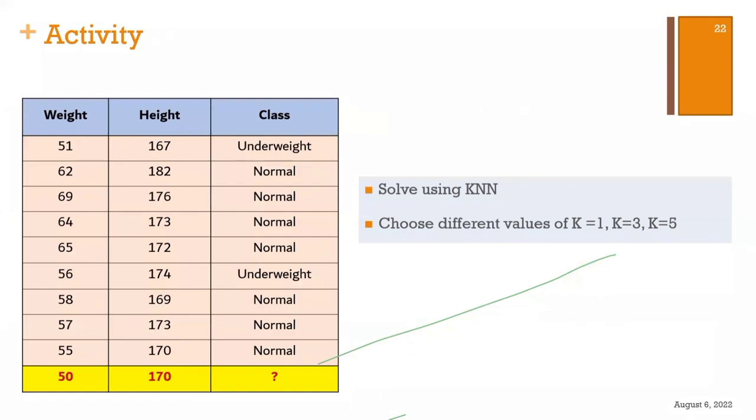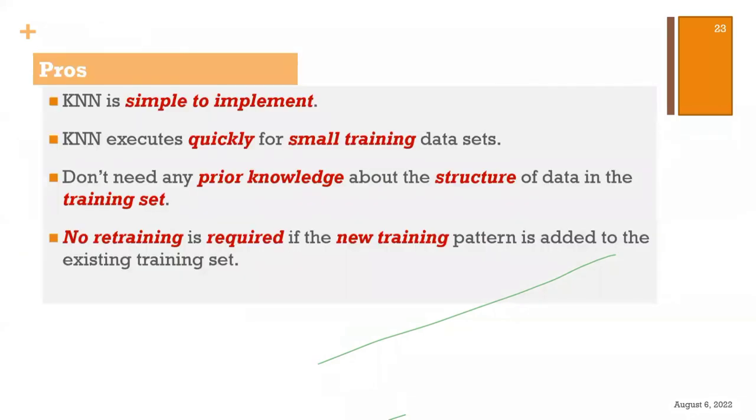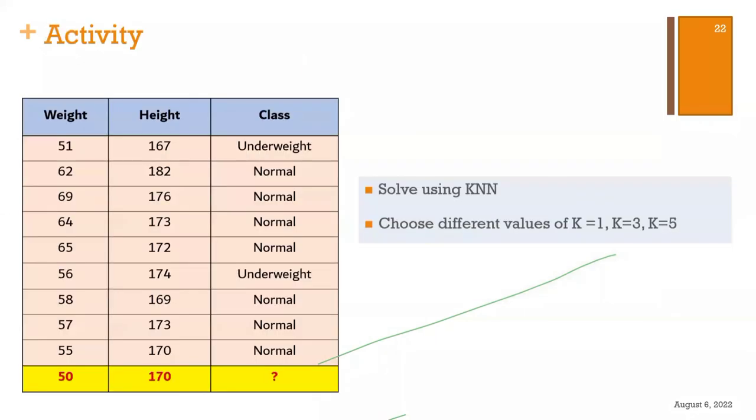This is an activity for you later. I will share this slide with you. Try to solve this problem by yourself. This is the person, this is the weight, this is the height, this is the class categorization: underweight, normal, underweight, normal. Is this person normal or underweight? Choose different values of K: K equal to 3, K equal to 1, K equal to 5, and solve using KNN. This is how KNN works.